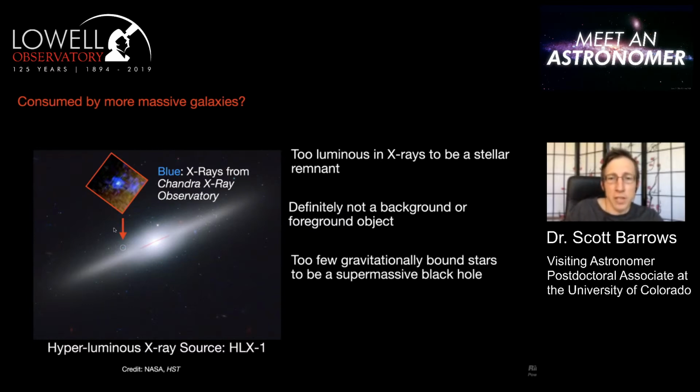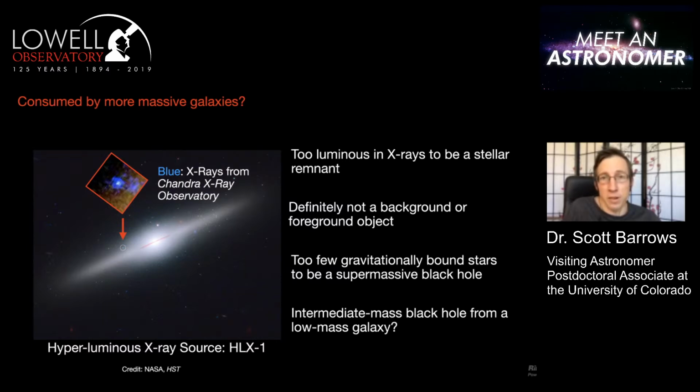However, there are too few gravitationally bound stars around it for it to be a supermassive black hole. The idea there is that if it were another massive galaxy that merged with this one, then you would expect there to be a much more massive core of stars bound to the black hole. But there aren't as many as you would expect. And so that makes it very likely that it could be an intermediate mass black hole from a low mass galaxy that merged with this more massive galaxy. And this is probably the case.